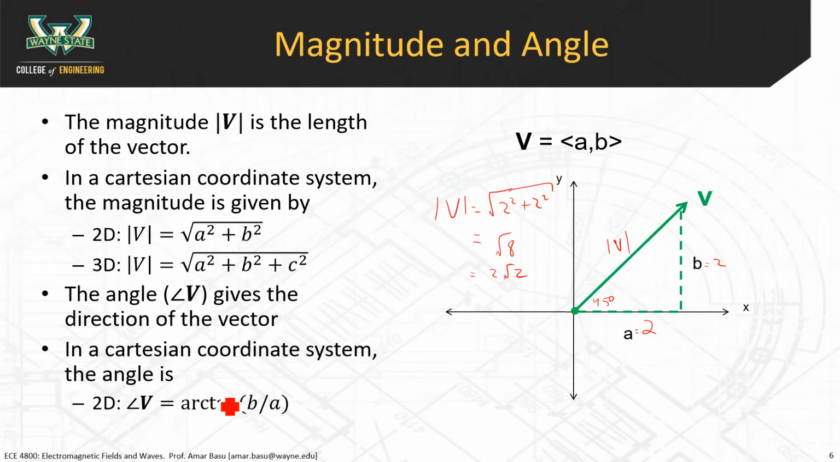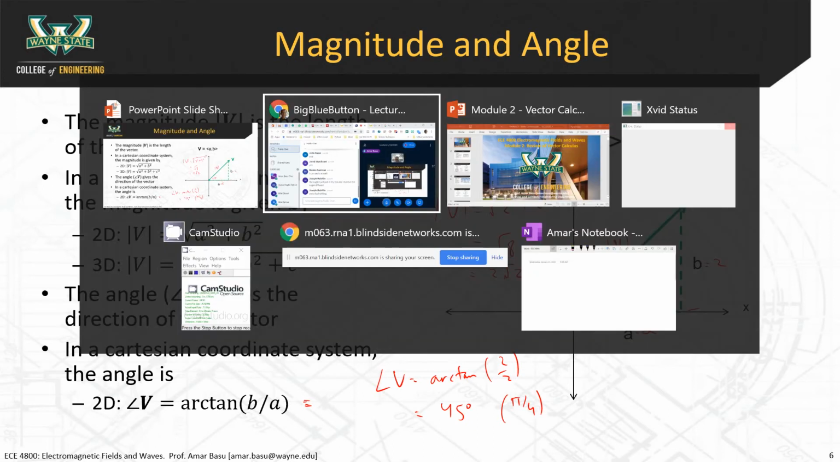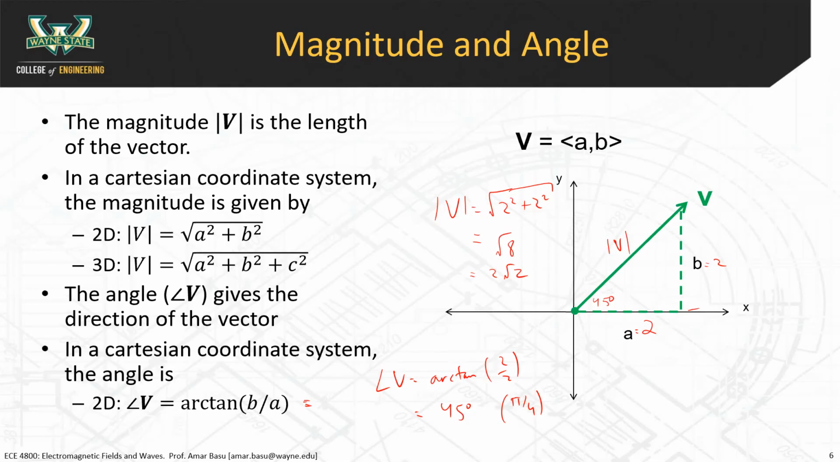But you can calculate this angle by taking the inverse tangent of b over a. Okay, so in this case, if you wanted to find the angle of v, let's just put it out here. Angle of v equals arctan of 2 over 2, and if you put that in your calculator, you find that's equal to 45 degrees, or pi over 4. Okay, good. So this is all fairly simple.